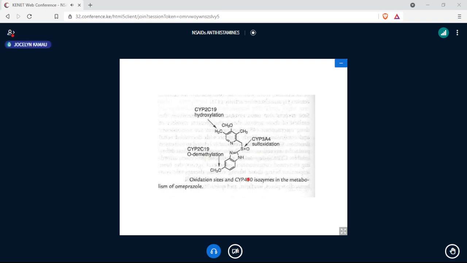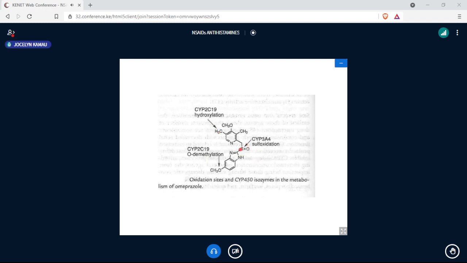So this is oxidation sites and cytochrome P450 isoenzyme, the metabolism. This is omeprazole. That's a methyl group, methoxy group, and so on. So we are looking at the enzymes that are responsible for the metabolism of omeprazole, and you can see we have this methyl group, on the side of the pyridyl nitrogen. This methyl group can undergo oxidative hydroxylation to the alcohol and then to the carboxylic group. We have done that a lot, and that is catalyzed by cytochrome 2C19. So cytochrome 2C19 catalyzes the oxidation of that methyl group.